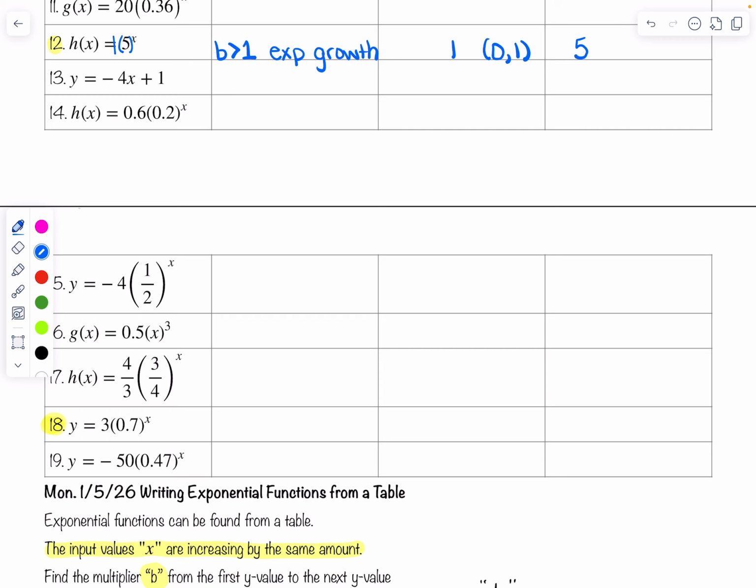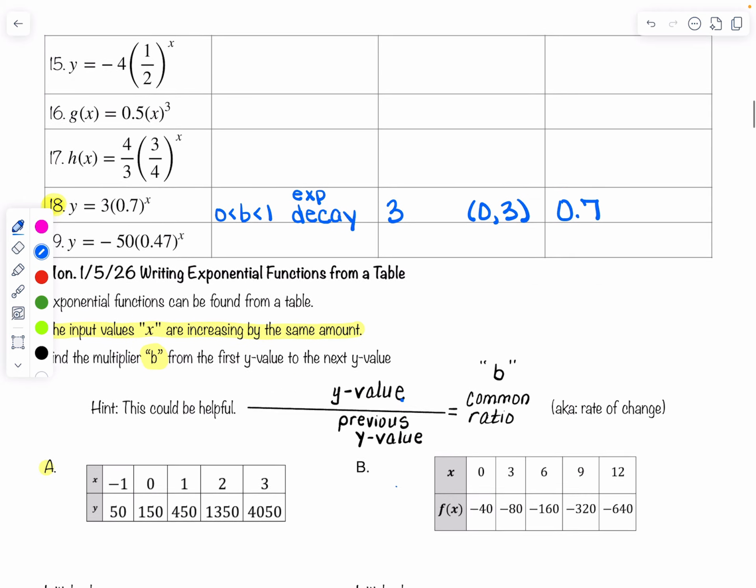Number 18. On number 18, our b value is 0.7. Our a value is 3, or it's the y-intercept, (0, 3). B is between 0 and 1. 0.7 is bigger than 0 but smaller than 1. So this one here is exponential decay. All right, so then let's go on to some tables.